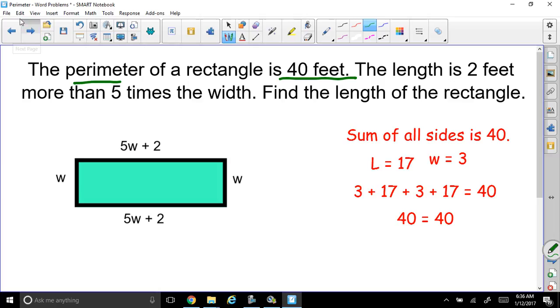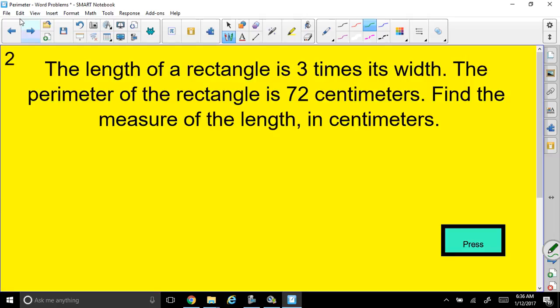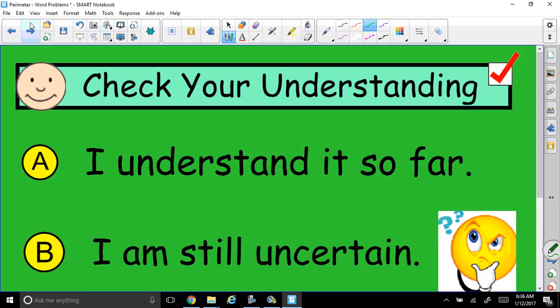Nice job. So I hope you understood it. Here's a question for you to try. See if you can find the measure of the length again in centimeters. So draw your model. Check your understanding. If you understand it, great. If you're not certain, rewrite your problem and try watching the video again and see if you can start from scratch to follow step by step what I did. If not, bring the questions in the class and I'll be glad to answer them.